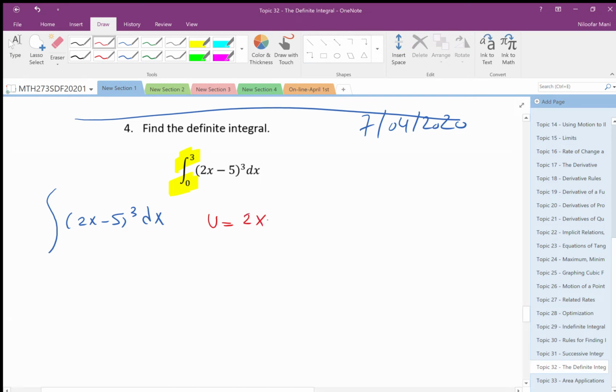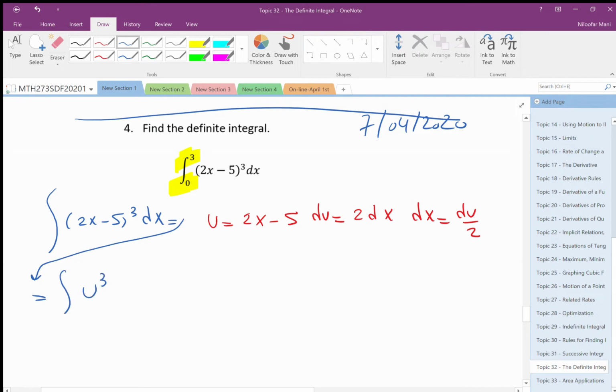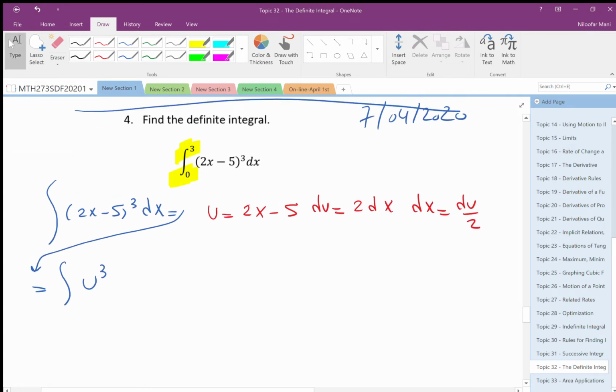So u should be something that I can find du easily. du is 2 dx, and then I can solve for dx, du divided by 2. And I don't have something very complicated. Okay, then I go back and here I do equal integral u power 3. I don't put dx, otherwise it doesn't work because I have u power 3, so I need du. So I have du divided by 2, which is 1 over 2 integral u power 3 du, which is 1 over 2 u power 4 divided by 4 plus c.